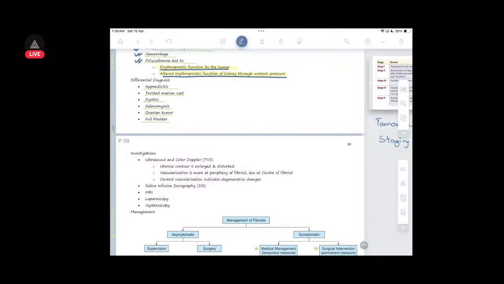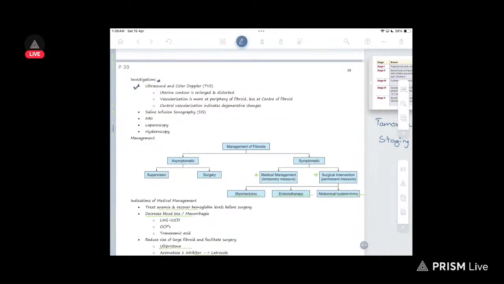It may be appendicitis, twisted ovarian cyst, pyosalpinx, adenomyosis, ovarian tumor, or a full bladder. Investigations: you can do ultrasound and color Doppler, TVS, transvaginal scanning. The uterine contour is enlarged and distorted, and vascularization is more at the periphery of the fibroid and less at the center, and central vascularization indicates degenerative changes.